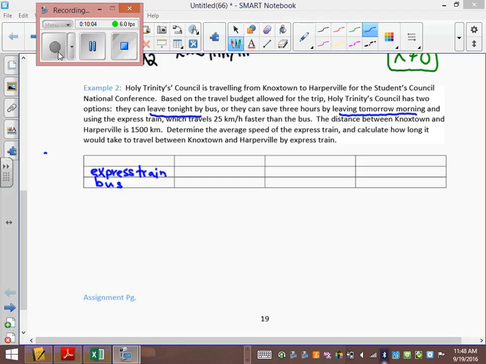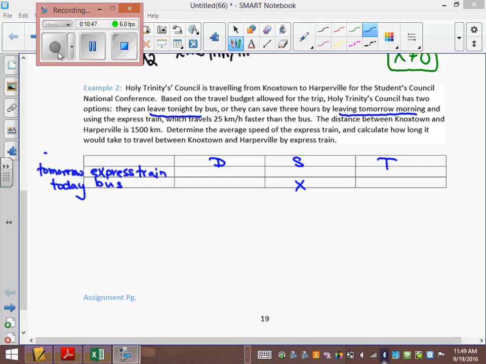If you put today or tomorrow, then this would be today, I guess, and this would be tomorrow. If you need the faster one, okay? Then you have distance, speed, time. So we have the express train travels 25 kilometers faster than the bus. So we're comparing this express train to the bus, right? So the bus is going to be x. The express train would be 25 times that.